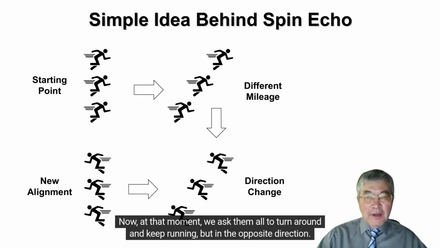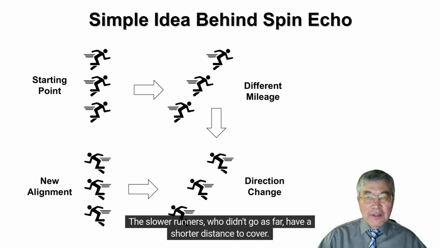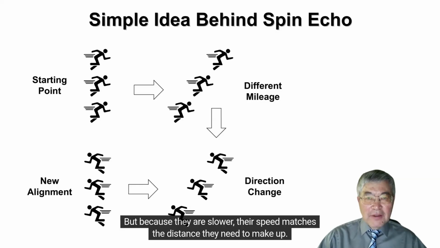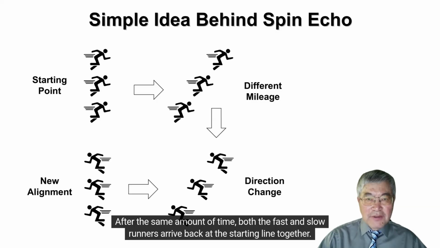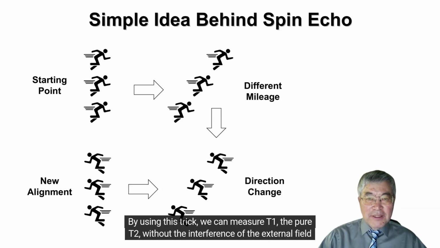Now, at that moment, we ask them all to turn around and keep running, but in the opposite direction. The faster runners who had gone farther ahead now have a longer distance to come back. The slower runners, who didn't go as far, have a shorter distance to cover. But because they are slower, their speed matches the distance they need to make up. After the same amount of time, both the fast and slow runners arrive back at the starting line together. They all realign again. This is the basic idea behind spin echo. By using this trick, we can measure T2, the pure T2, without the interference of the external field inhomogeneity.